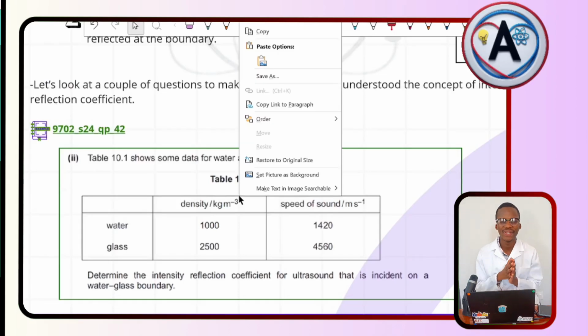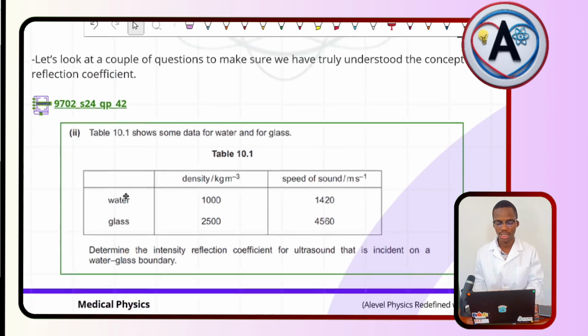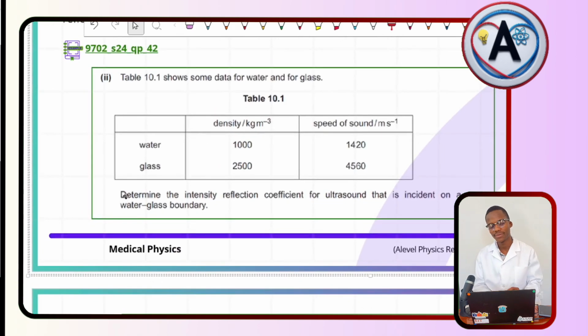In the last video, we introduced the intensity reflection coefficient. In this video, we're going to be looking at a couple of examples to better understand what this is about. The first example comes from May-June 2024 question paper 4.2.